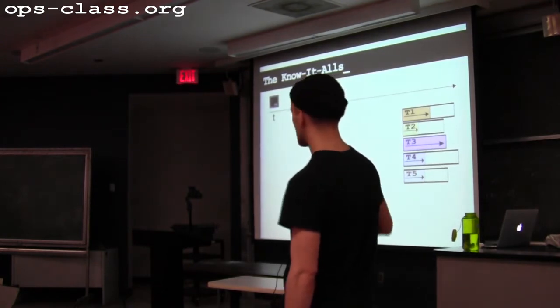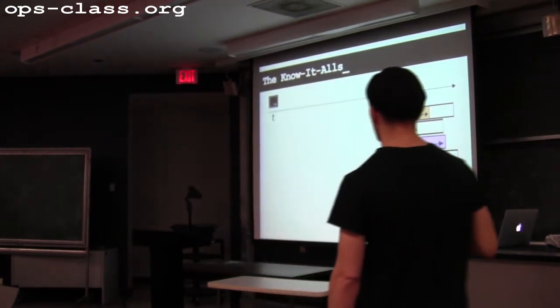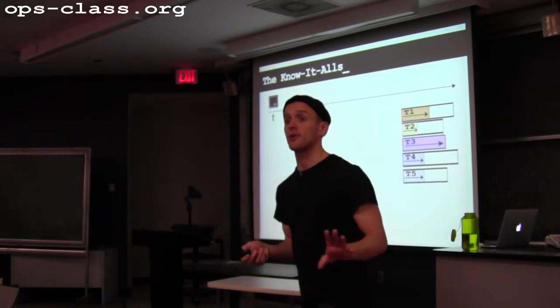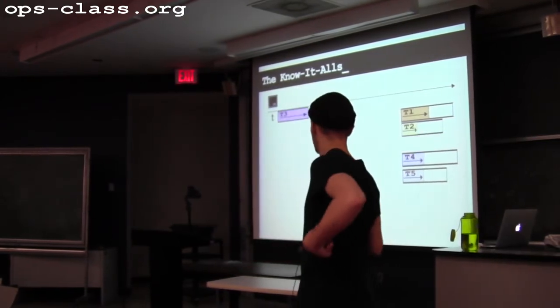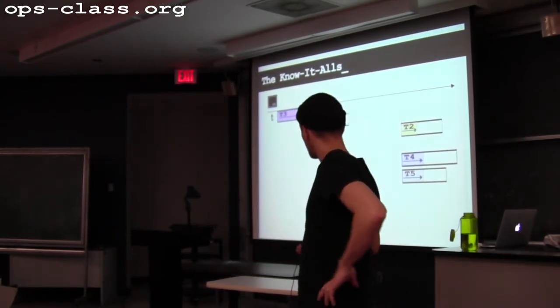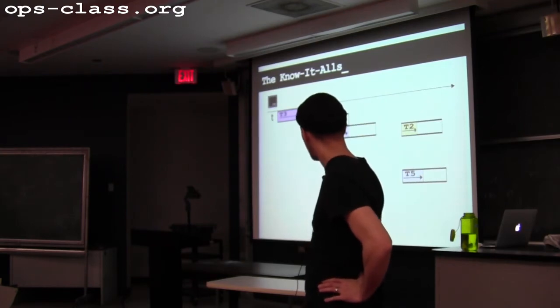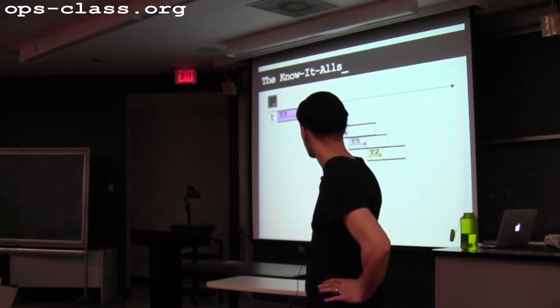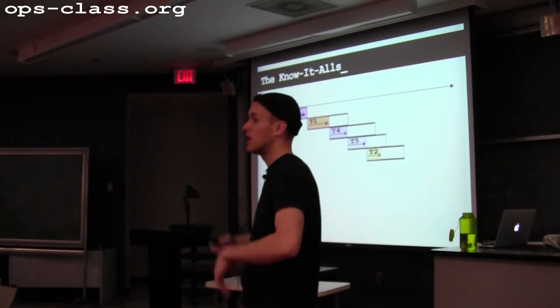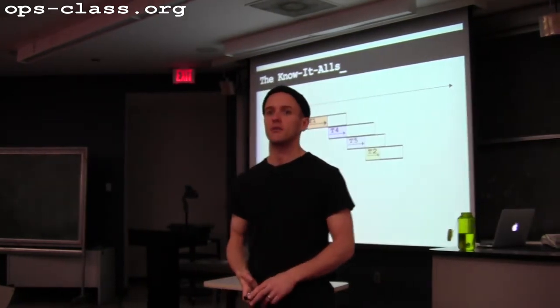Okay, so let's schedule these longest job first. Let's start with T3. If I schedule T3, and now I schedule T1, I schedule T4, I schedule T5, I schedule T2, let's say I want to run all these threads before I make another scheduling decision.